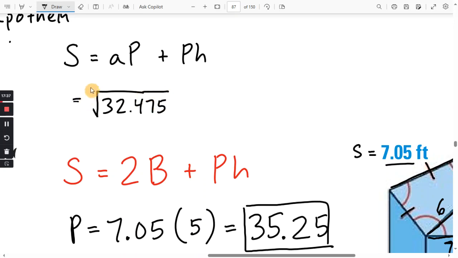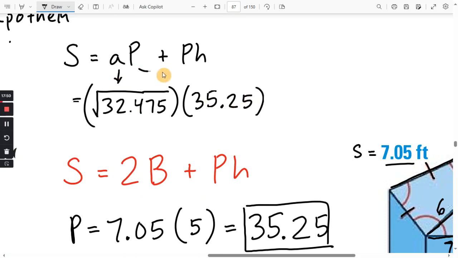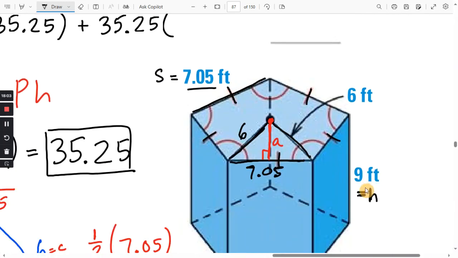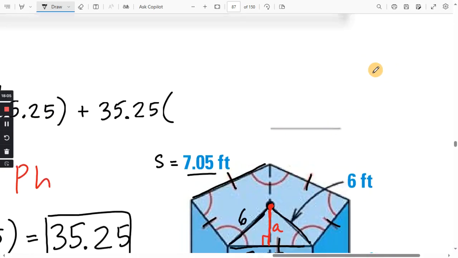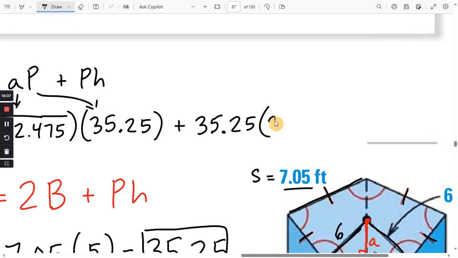All right, the perimeter, we found at the beginning, 35.25. So that's your apothem, and that's your perimeter, and then perimeter again, 35.25 times the height h, which we said was 9 feet from the diagram. All right, and that's it.